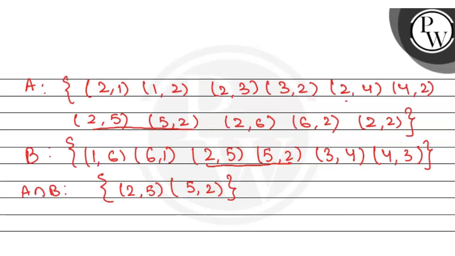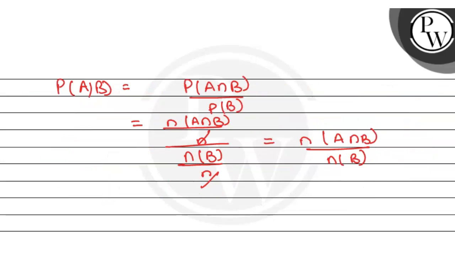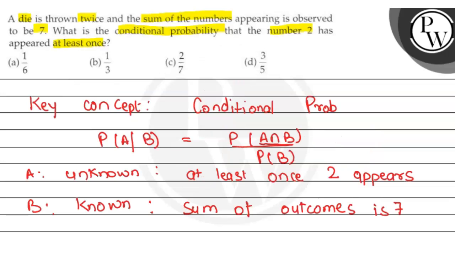So here the number of elements in A intersection B is 2 and the number of elements in B is 6. So we put these values in this formula and it becomes 2 by 6, which is equal to 1 by 3. So using the key concept of conditional probability, we have found the conditional probability that the number 2 has appeared at least once when it is known that the sum of outcomes is 7 is 1 by 3, that is option B. Hope you understood. Good luck.